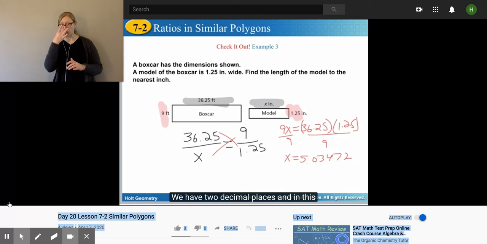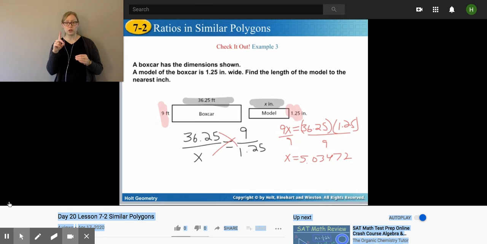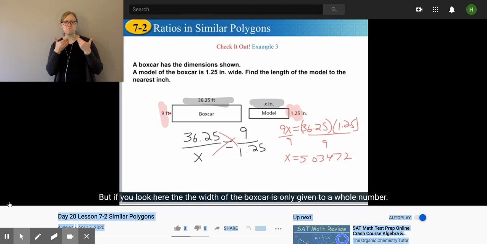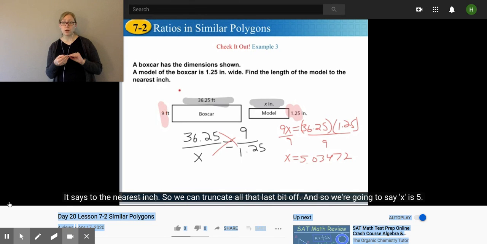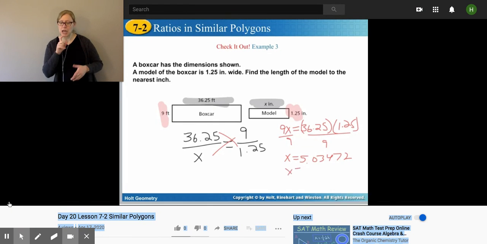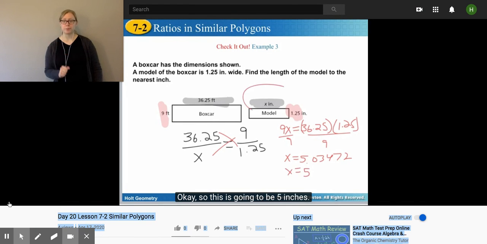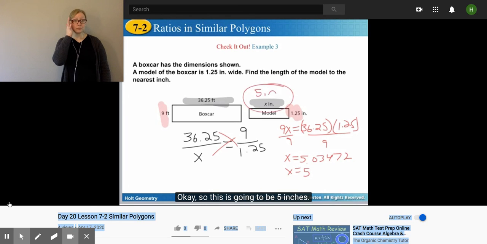We have 2 decimal places in the measurements here, and so maybe we'll keep 2 decimals. But if you look here, the width of the boxcar is only given to a whole number. And actually I didn't read carefully. It says to the nearest inch. So we can truncate all that last bit off, and so we're going to say x is 5. Okay, so this is going to be 5 inches, and we're done.